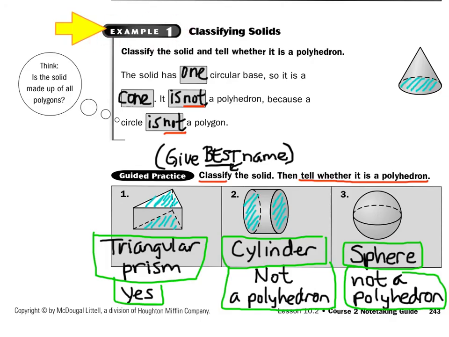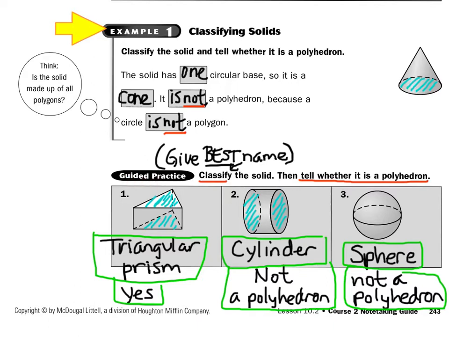Okay, take a look at example 1, classifying solids. Classify the solid and tell whether it's a polyhedron. So this solid has one circular base right here. I shaded it with blue. So it's a cone, and it is not a polyhedron because the circle is not a polygon. A circle cannot be a polygon because a polygon means it has edges, and a circle doesn't have edges.